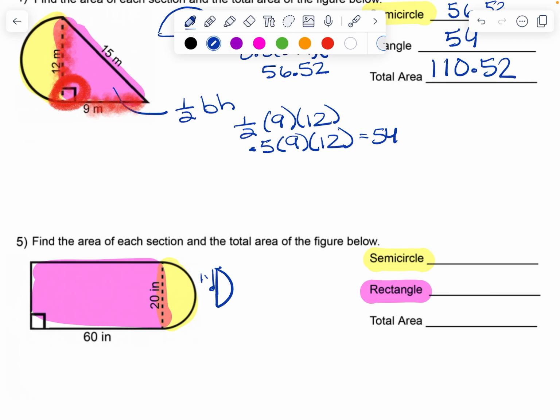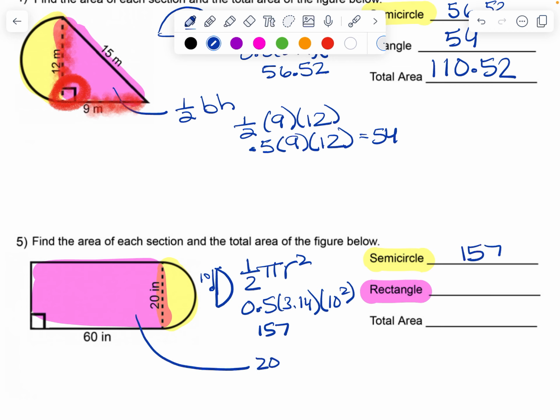That's the semicircle. And then the rectangle is just base times height. It's going to be 1200. So I'm going to add together, and I get 1357. And then I'll even do this for you. The shaded region is the square, actually, the square minus the circle. So I'm going to do the square shape and then subtract the circle. The square is just 60 times 60, which is 3600.